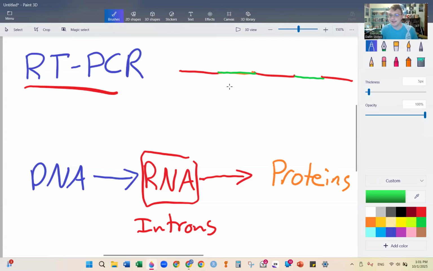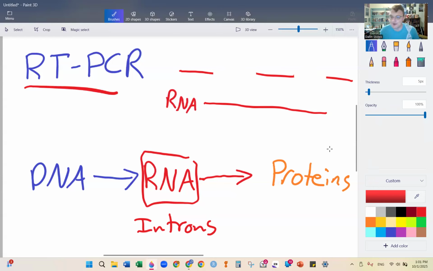You could think of them like ads in the middle of your recipe. You don't want to read or incorporate whatever is being advertised in the middle of your recipe into the final product. We need to get rid of the ads, clip them out. So the cell will actually come in here and clip out the introns and merge the exons, the remaining pieces that aren't junk DNA, together to make a final RNA copy here.